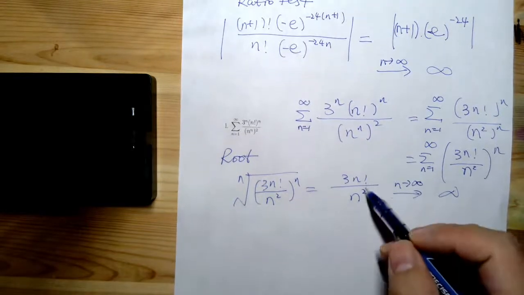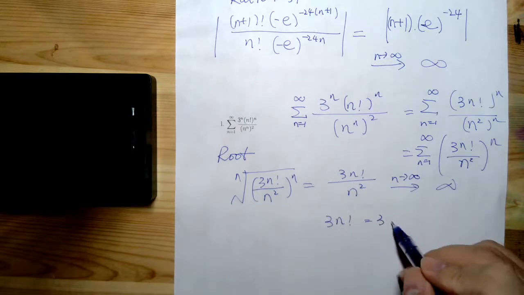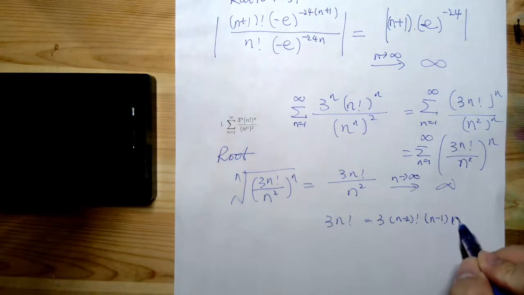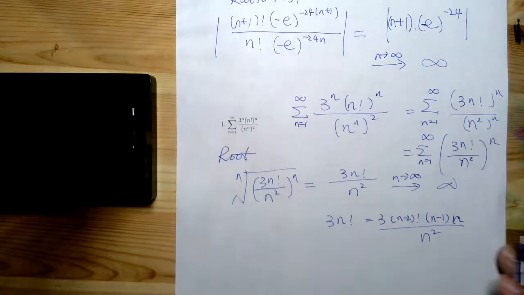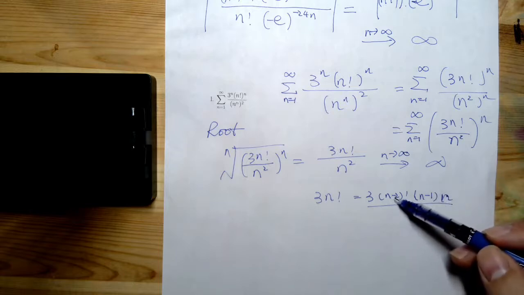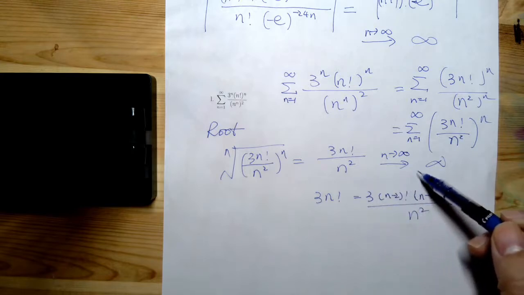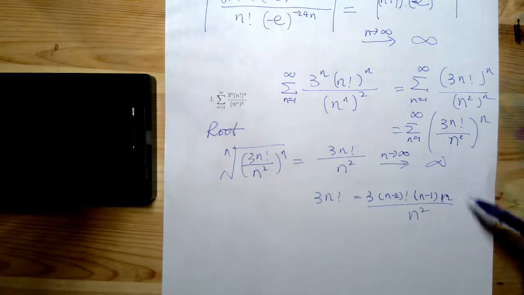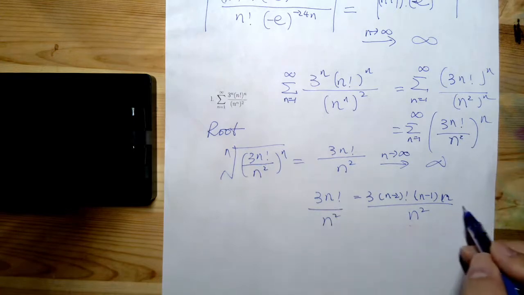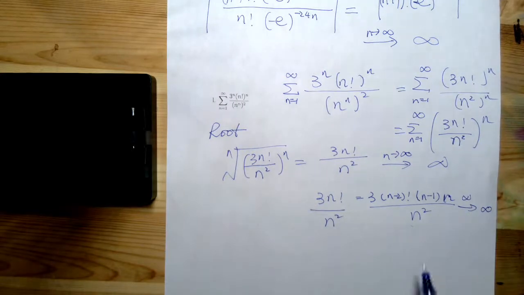Why? Because you can think of this 3n factorial as 3 times n minus 2 factorial times n minus 1 and times n, okay? And then over n squared. So as n goes to infinity, this part goes to 1, but this part becomes larger and larger. So that's why you get that this limit, as n goes to infinity, goes to infinity. Okay, so that's a short explanation.